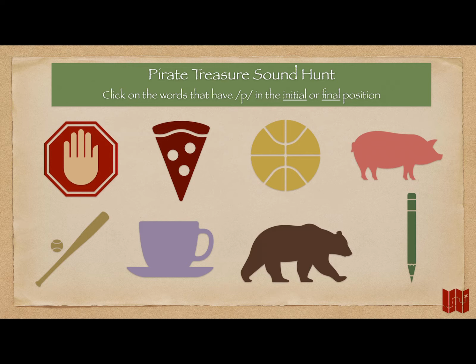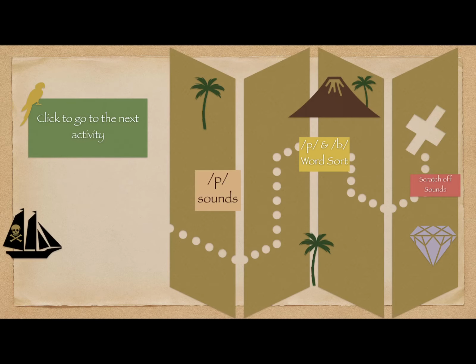Okay, so super easy. I just had to make 3 slides for this one with the pictures, and then 2 other slides that told them if they were correct or incorrect. Okay, I'm going to click back on my little map. Okay, and that's going to take me right back to the beginning.